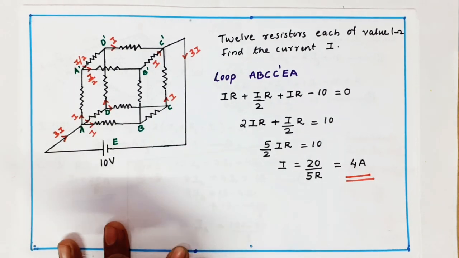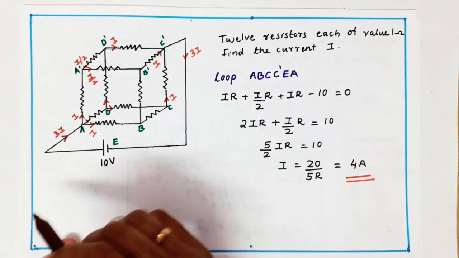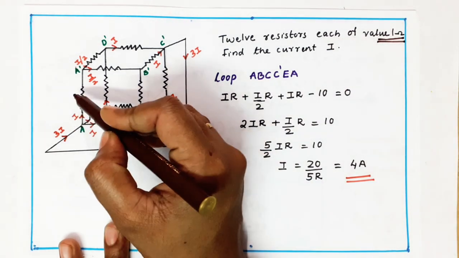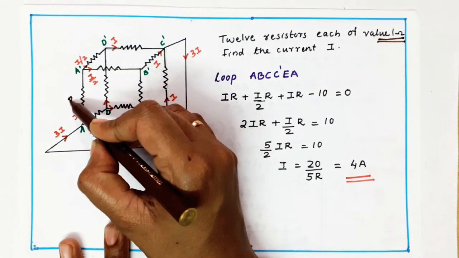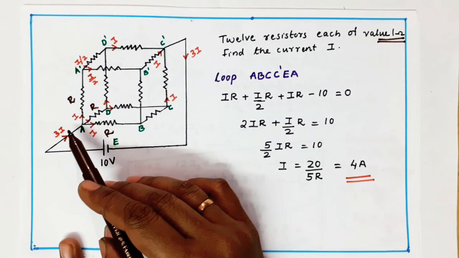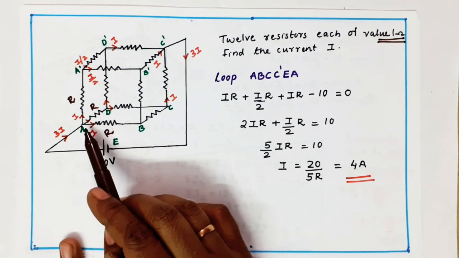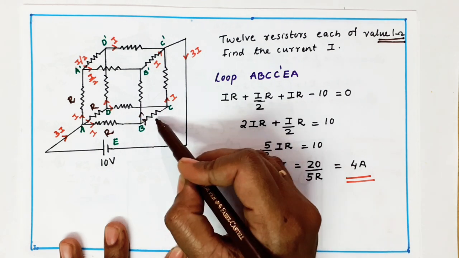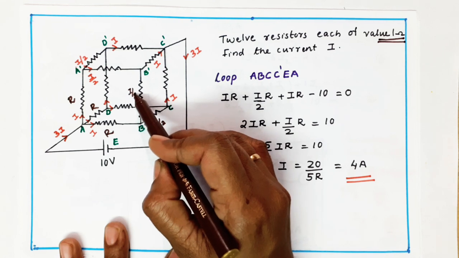I discussed one question about this in the previous video. If the resistors are the same, here they gave 12 resistors of value 1 ohm, so these are all the same resistors. So current divides equally. This is R, this is R, this is R. So for convenience I take I. Altogether it is 3I. When this I comes here, again there are two paths. So here the current becomes I by 2, and here also the current becomes I by 2.